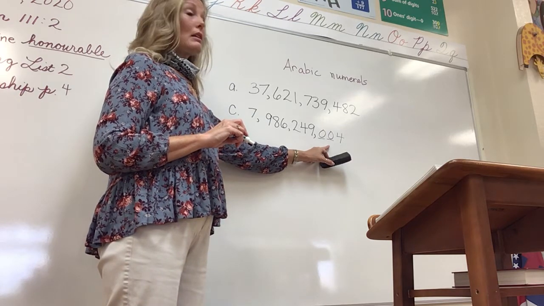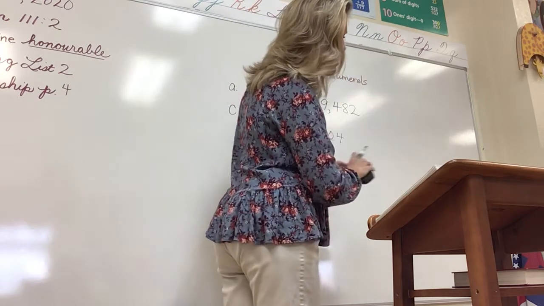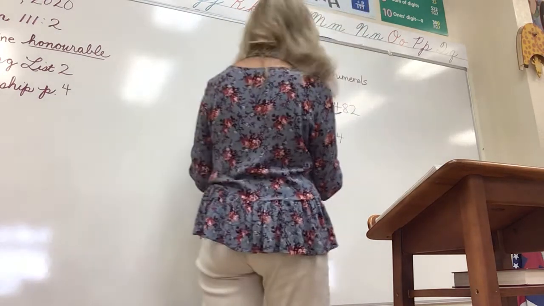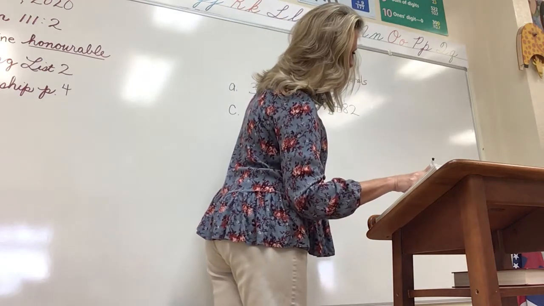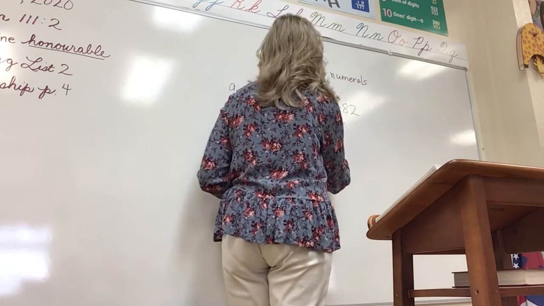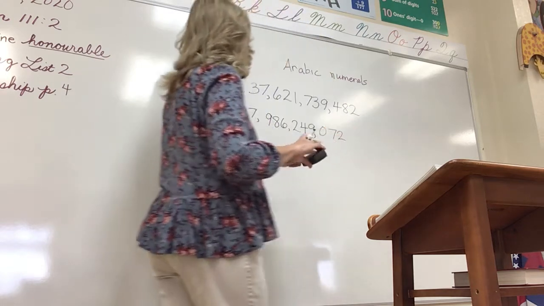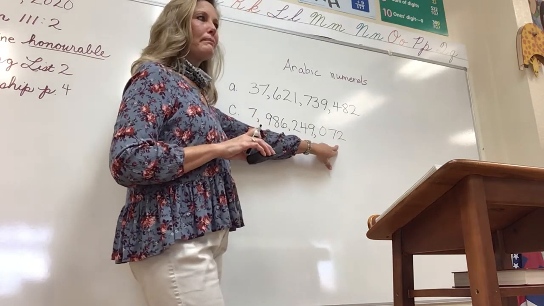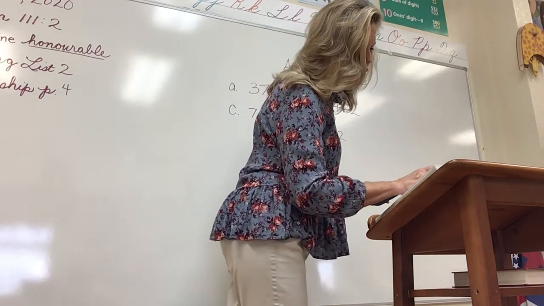That's D. In our book it is. Oh, I did. That is D. But I've got C and D mixed up, don't I? Okay, so where did I get off? 7,186,249,072. Thank you. No wonder you guys look perplexed. I mixed them up. Okay. Now skip to F.